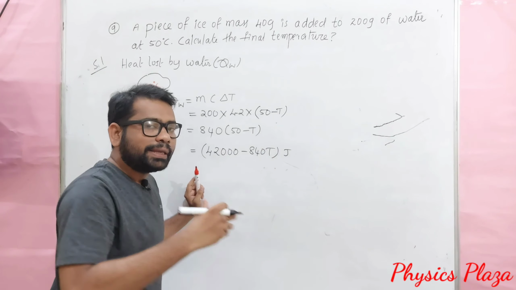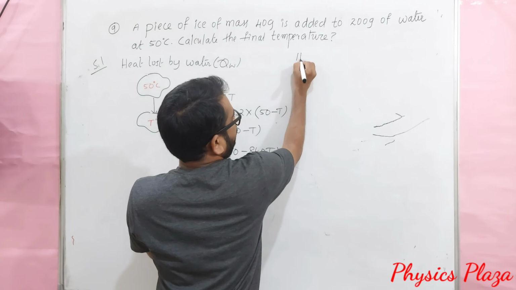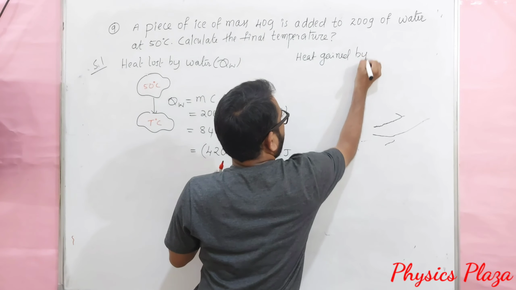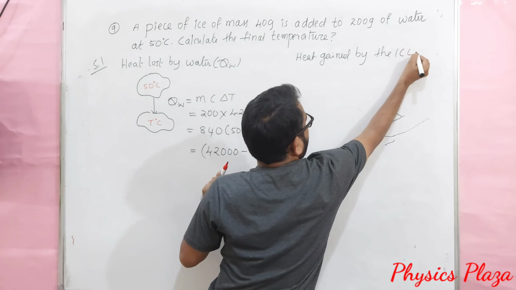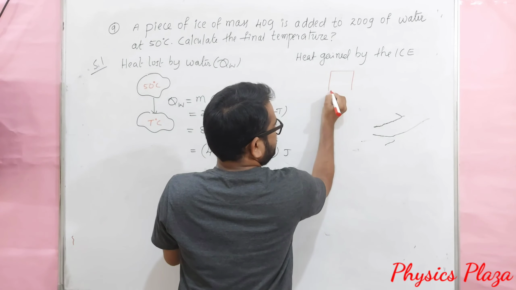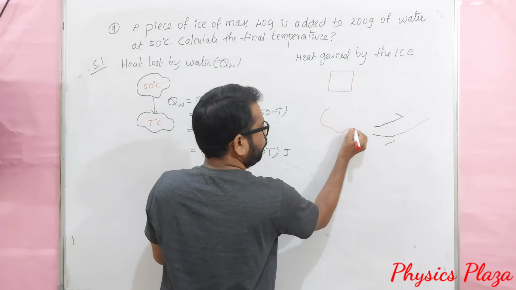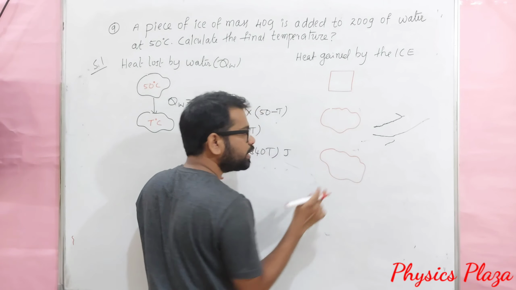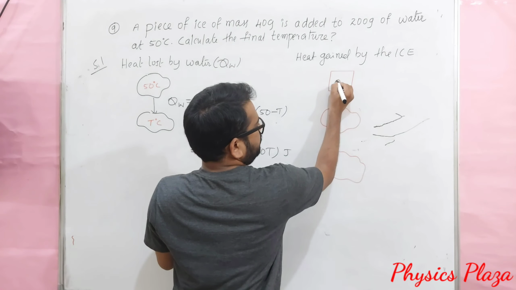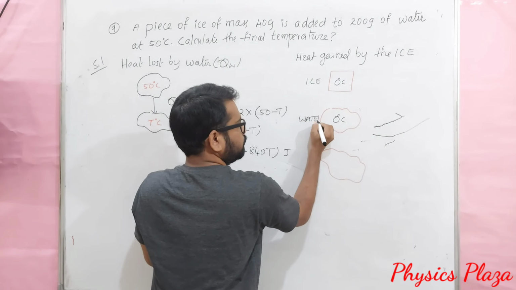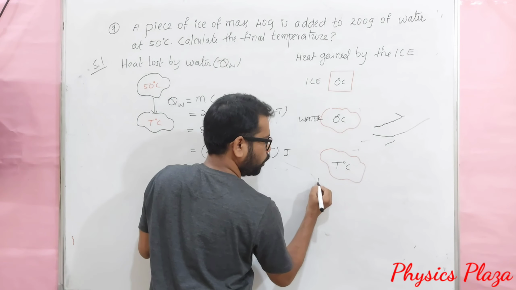So now calculate the heat gained by the ice. Here what is happening? Initially ice is at 0 degrees Celsius. It will convert into water at 0 degrees Celsius. From here we are expecting that its water temperature may be raised to T degrees Celsius. So it is ice at 0 degrees Celsius converting into water, and then it is T degrees Celsius water.